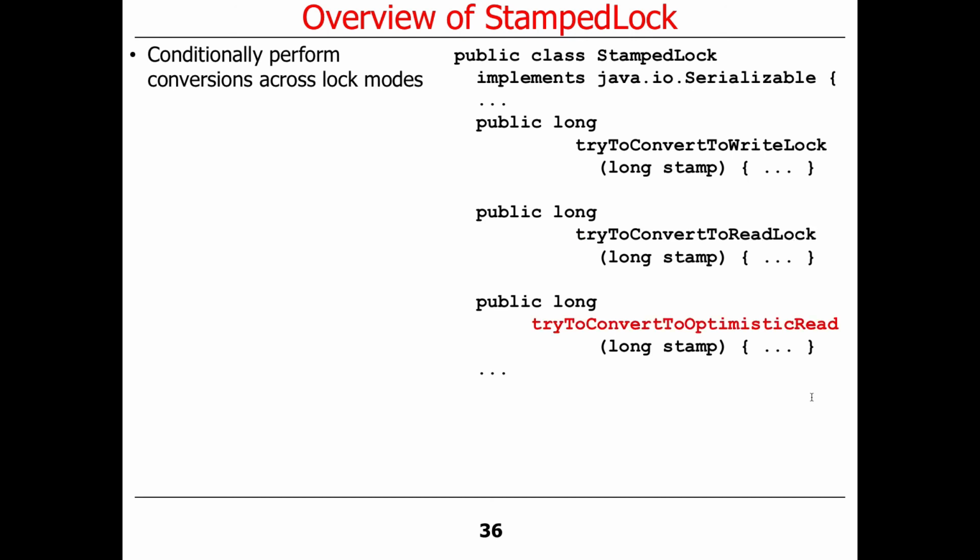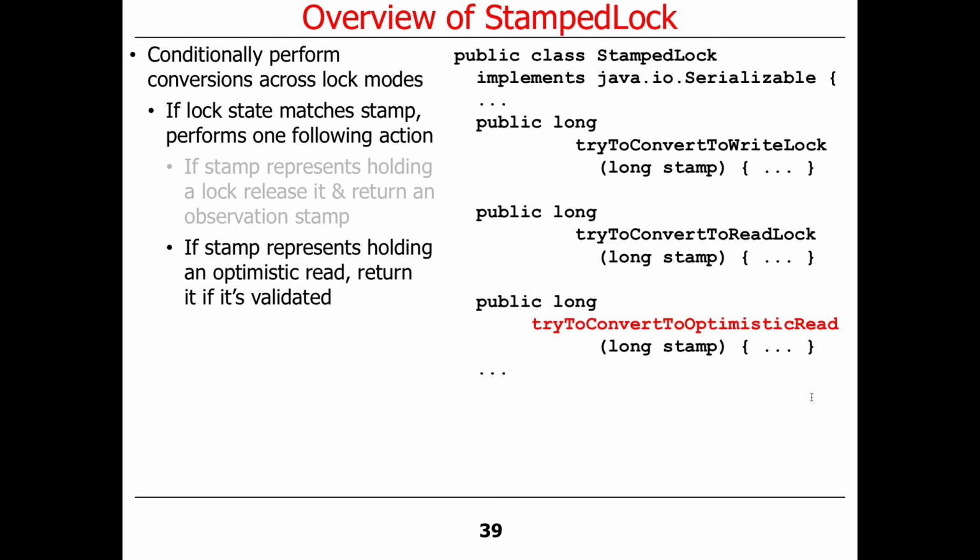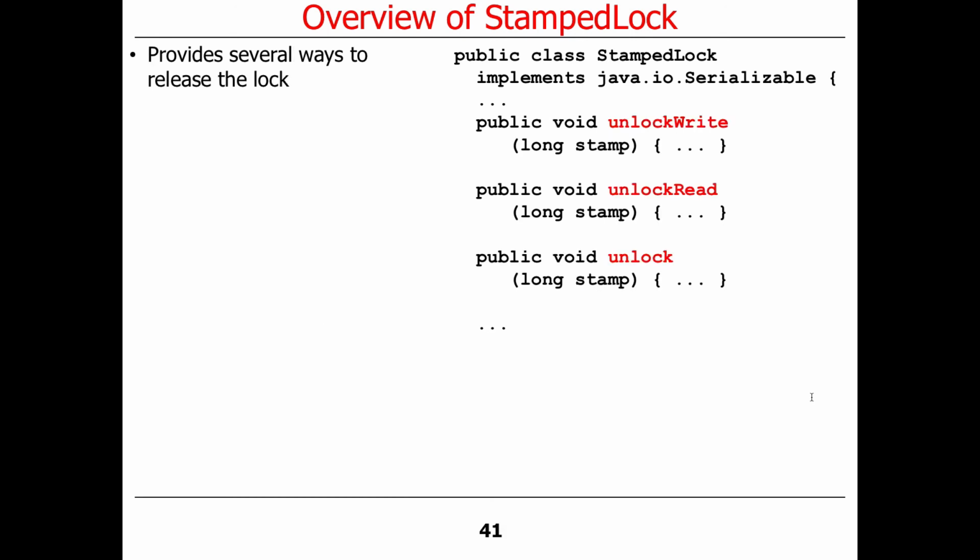Otherwise, fail. And then the last one is try to convert to optimistic read, which is kind of a wacky thing. Basically, if the stamp represents holding a lock, in other words, if the lock is held, release it and return an observation stamp. So that's really downgrading. That's super duper downgrading it. And if it's already an optimistic read, we're done. Otherwise, we fail. I've never used convert to optimistic read. That's probably kind of crazy, but it's there for completeness.